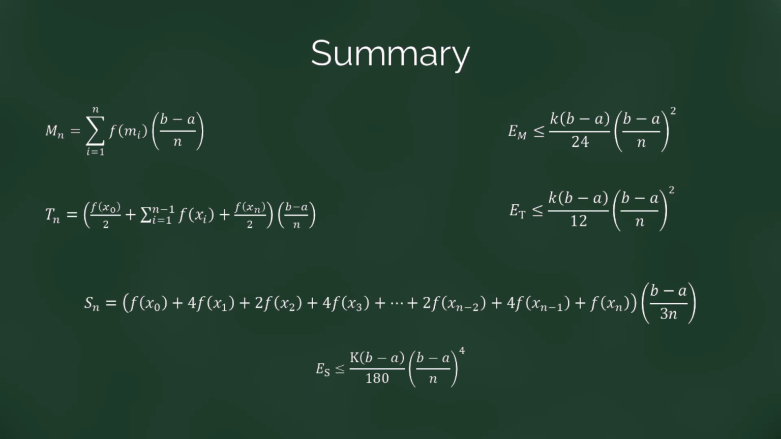And we'll go ahead and wrap this up with just a quick summary of the 3 estimation formulas as well as ways to bound their errors. Remembering that little k in the error bounds is the maximum value of the second derivative on the given interval, and big K is the maximum value of the fourth derivative on the interval.